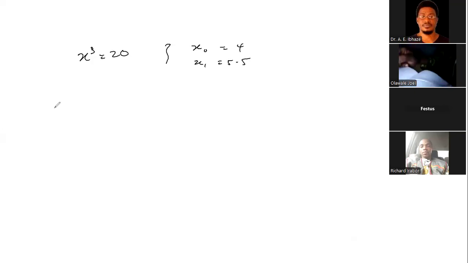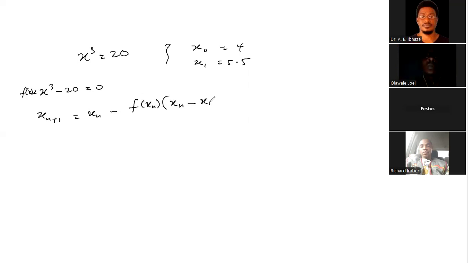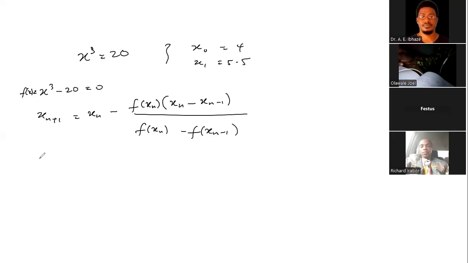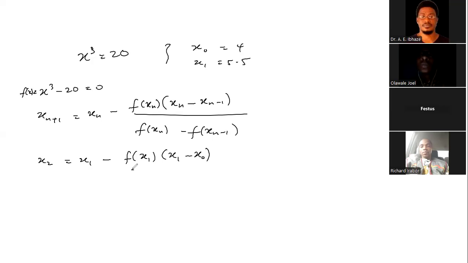Okay, so what we now have to do is that x cubed is equal to 20. So we have to equate this to 0, so that x cubed minus 20 is equal to 0. So that's our f of x, right? So that x(n+1) will be the same as x(n) minus f of x(n) times x(n) minus x(n-1) over f of x(n) minus f of x(n-1). Okay? So we already know x0 and x1, so x2 will be the same as x1 minus f of x1 times x1 minus x0 over f of x1 minus f of x0, right?